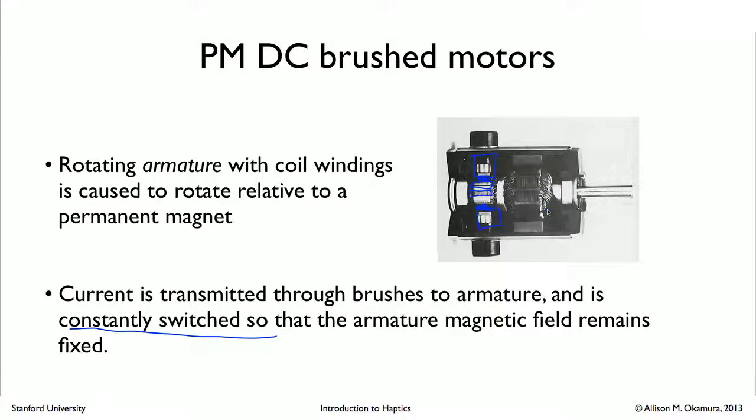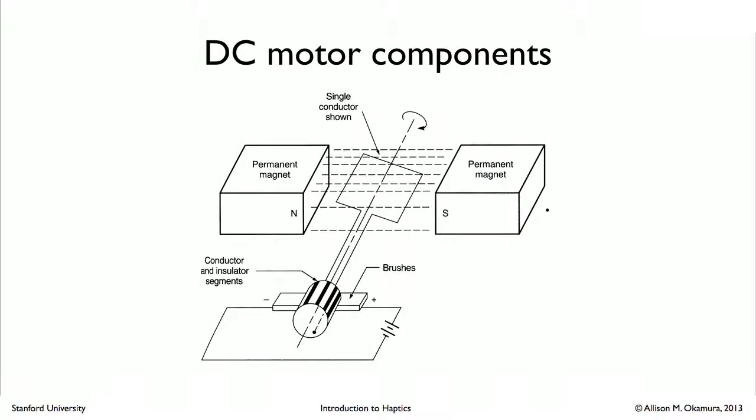This might be a little clearer if we look at the next diagram, which is as follows. So this just looks at a single conductor in all those coils that were shown in the motor picture on the last slide. In this case, we say we have a permanent magnet with north and south pole, and it's creating a magnetic field, which is going like this.